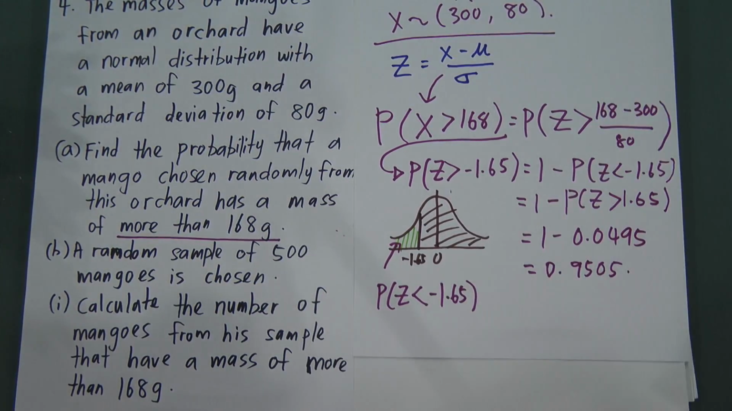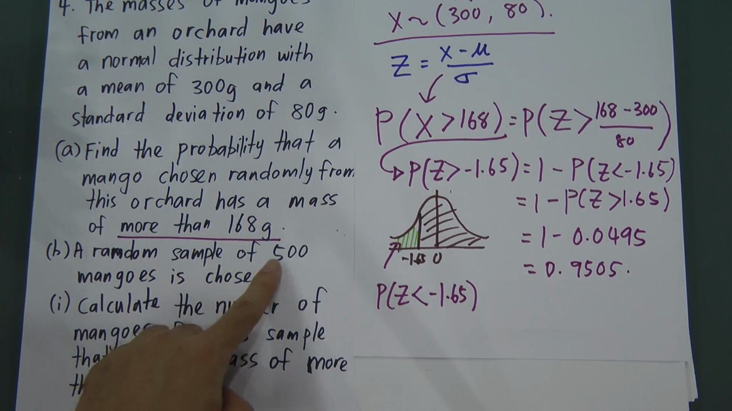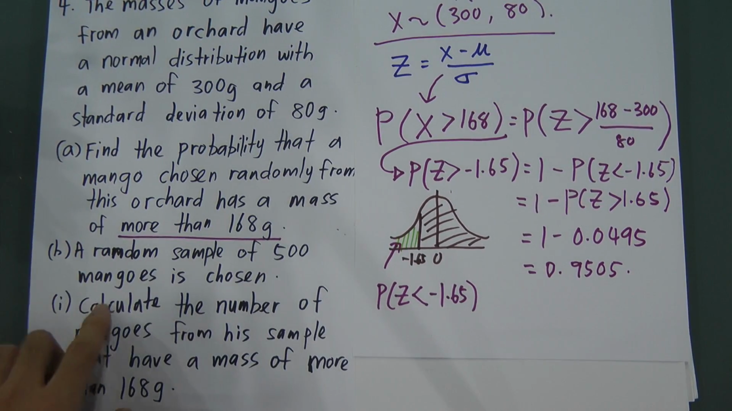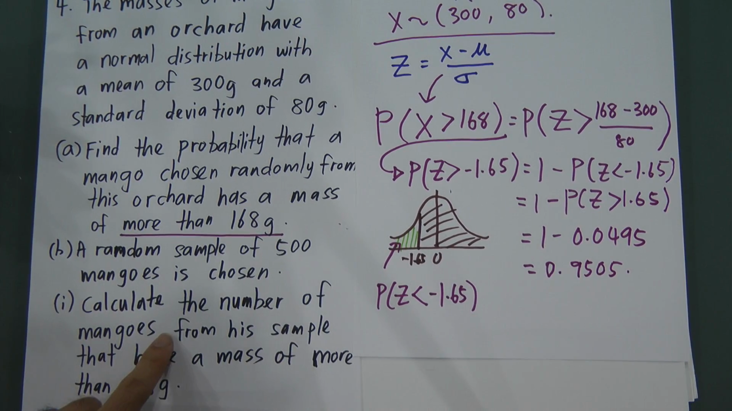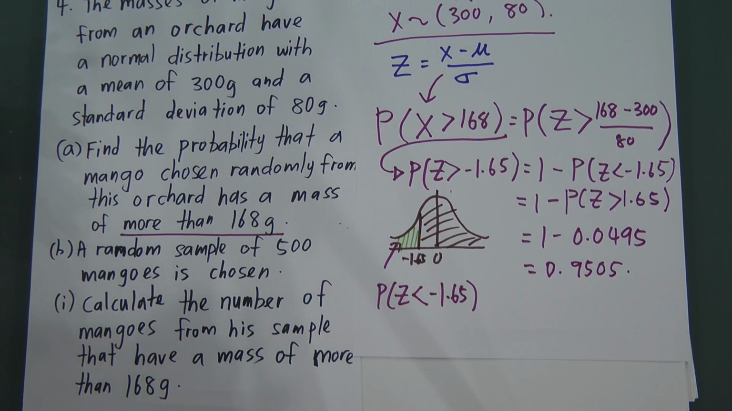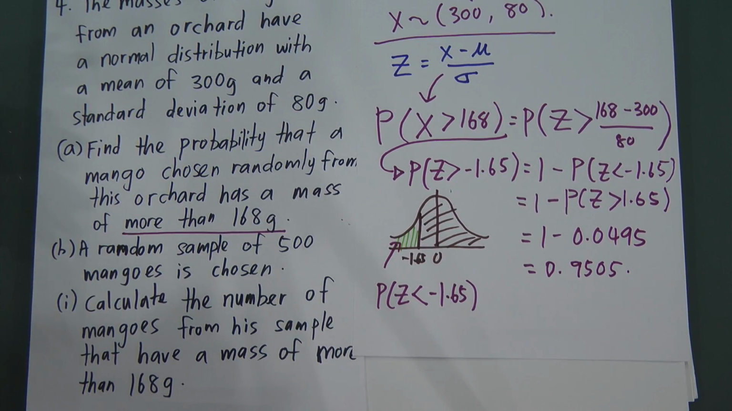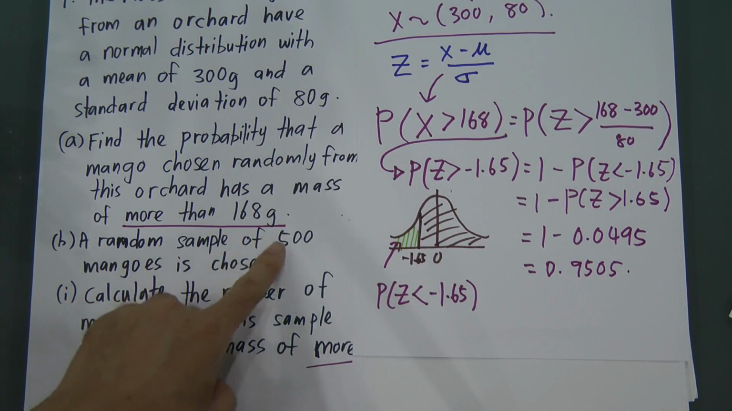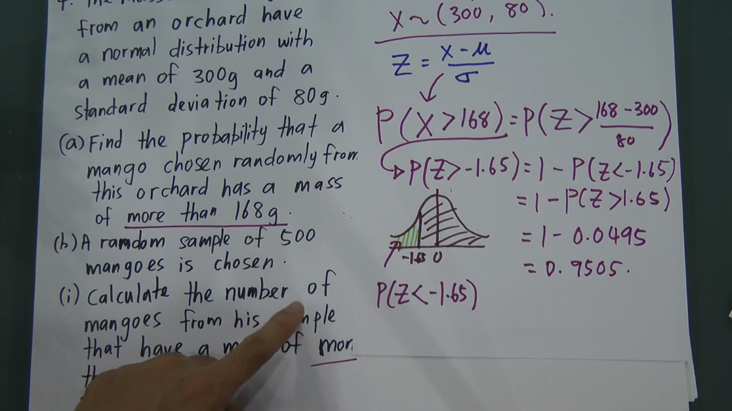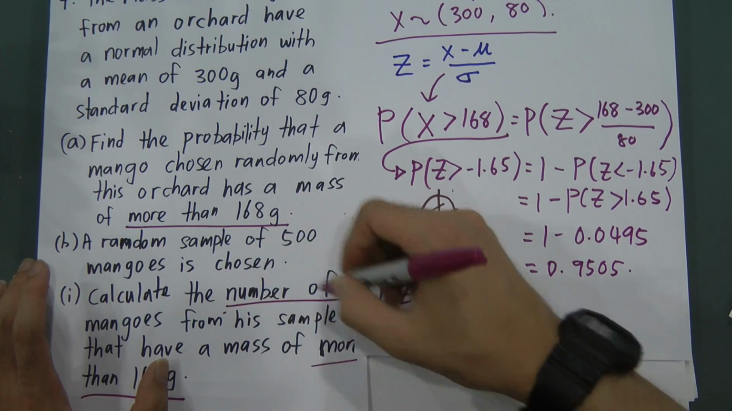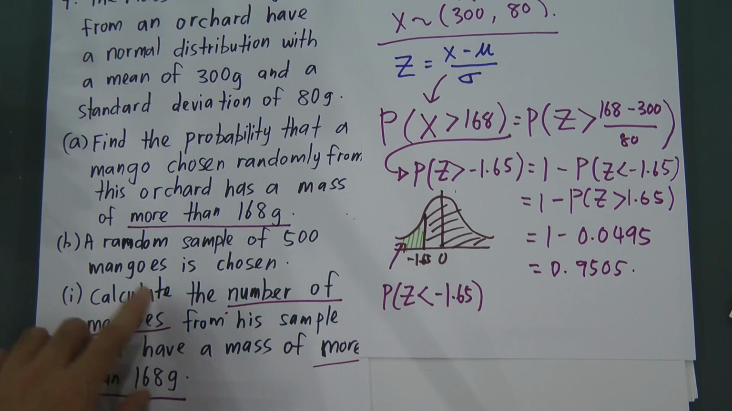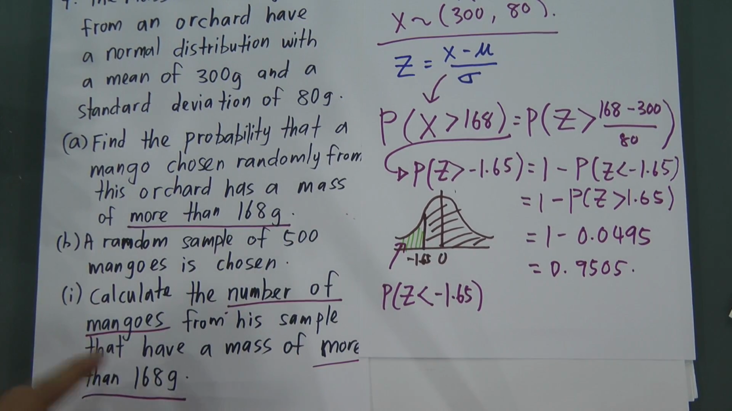Okay, let's have a look at part B. He said a random sample of 500 mangoes is chosen. Okay, means he randomly picked 500 mangoes. Calculate the number of mangoes from his sample that have a mass more than 168 grams. So you have to know, actually they are the same, more than 168 grams. This one also more than 168 grams. So now he asks you to calculate the number of mangoes. He wants to know how many mangoes from the 500 have a mass more than 168.